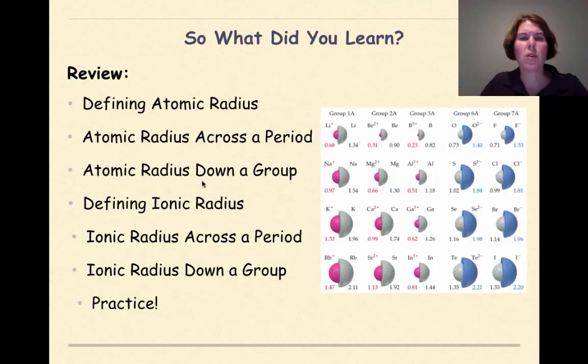So what did you learn in this tutorial? We talked about the definition of atomic radius. We looked at the trend of atomic radius across a period and down a group. We talked about what is ionic radius. We looked at the trend of ionic radius across a period and also down a group. And then we did a little bit of practice at the end.